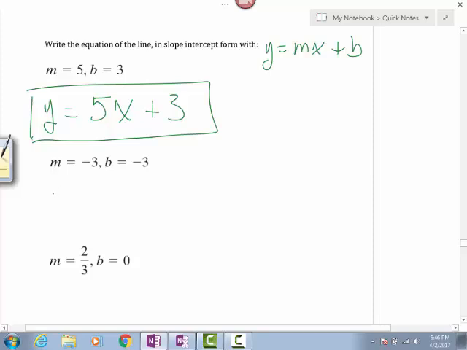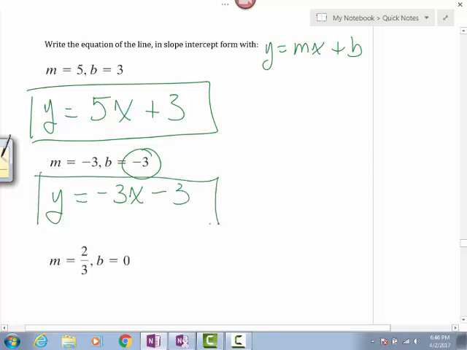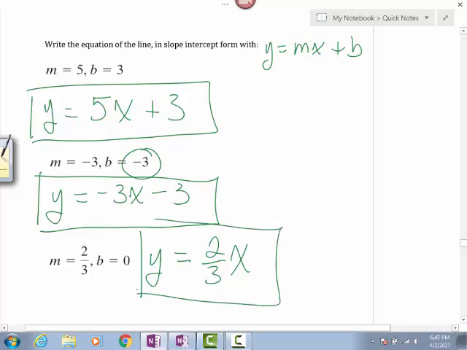Alright, my next problem I'll do the same way. y equals m, in this case negative 3, with an x, plus b, since b is a negative 3, I can just write minus 3. And then for this last one here, y equals m is 2/3, so 2/3 x. If you notice, my number b is 0, so I can go ahead and just stop at that point right there.